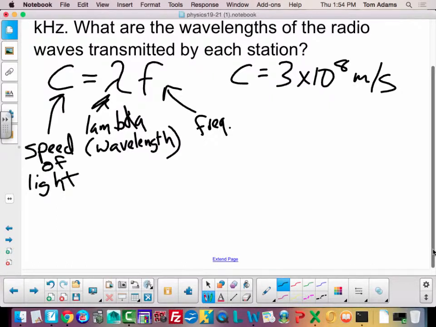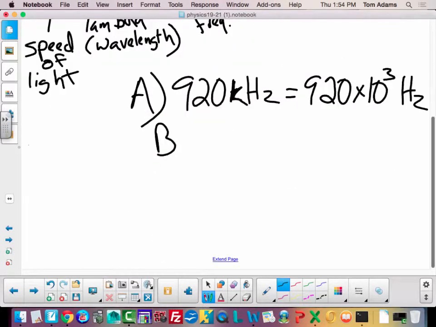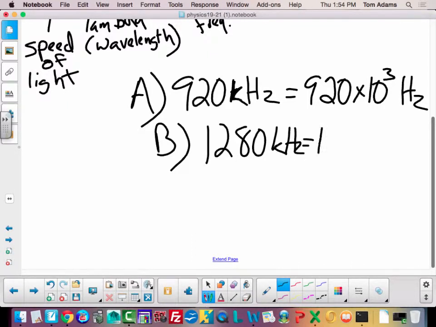So now, if I want to find another one, for station A, it is 920 kilohertz, right? That's 920 times 10 to the third hertz. For station B, it was 1280 kilohertz, which is 1280 times 10 to the third hertz, because we always want that unit in hertz, just plain hertz. Okay? All right.